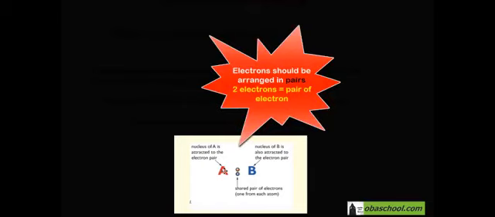Electrons should be arranged in pairs. A pair of electrons means two electrons. But each one of these atoms has one valence electron and not a pair. They don't have two electrons. So what happens is that they attract each other, and therefore sharing of electrons occurs, so that atom A has two electrons now and atom B has two electrons.